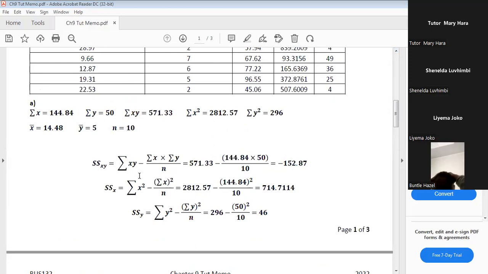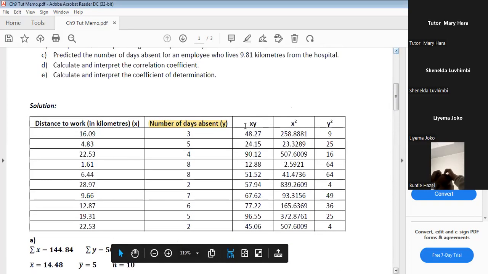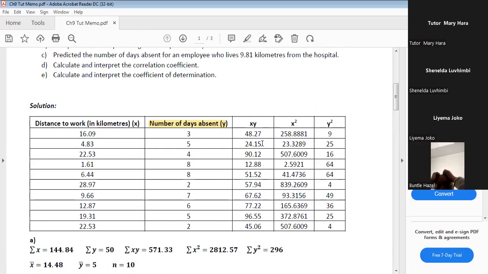So the sum of squares is the sum of xy minus the sum of x times the sum of y, divided by n, which is our 10. The sum of xy is basically what is given here. You just multiply these two. So if you already found, the first thing you must do is draw this diagram and find the values.